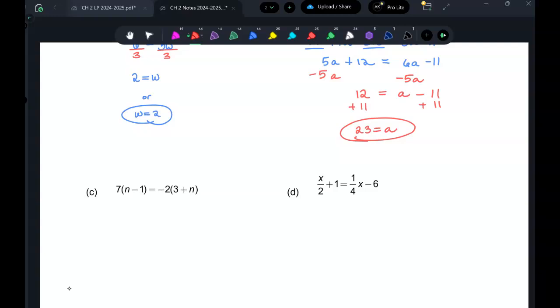Okay, now we have variables on both sides, so I want you to distribute. Go ahead and do that first step for part C.